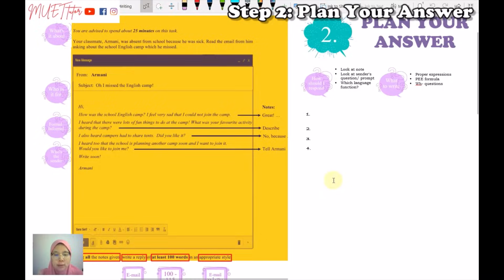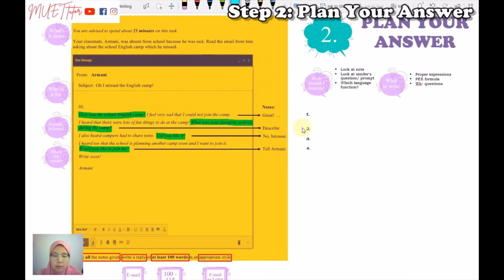First, you underline the questions or prompts from the sender. Usually there will be one question for each paragraph. Let me try to do it for you. This is question one. How was the school English camp? And then, what was your favorite activity during the camp? Question 2. Then third, did you like it? Question 4, would you like to join me? So you have 4 questions there that you should answer in your reply letter.